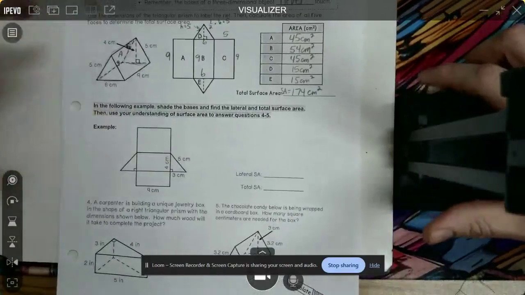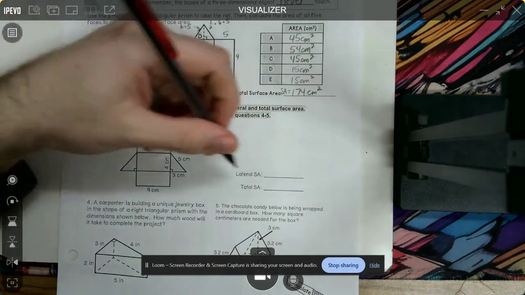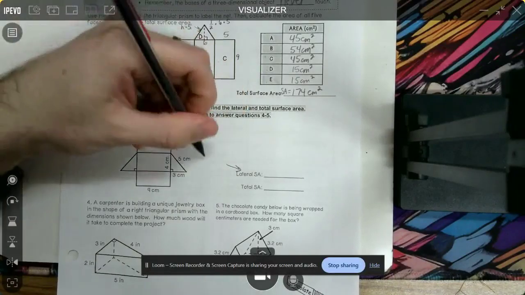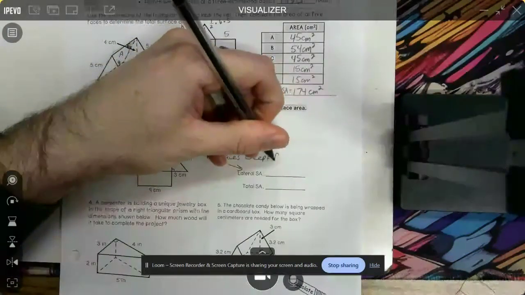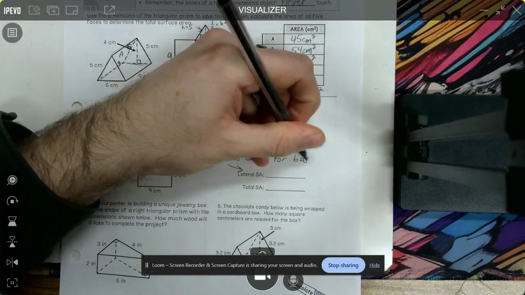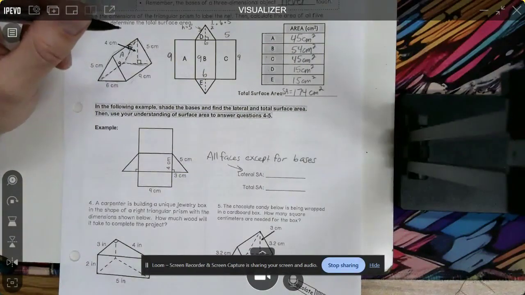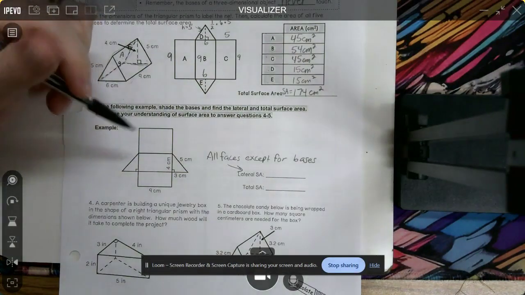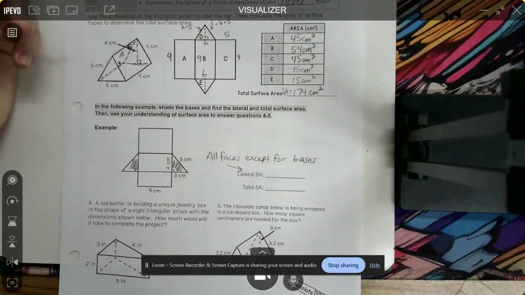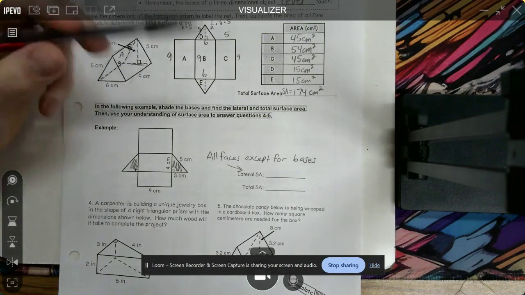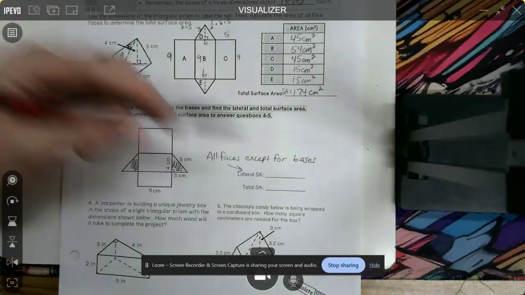All right, next example. In this example, we need to shade the bases and find the lateral and total surface area. Remember, lateral surface area is all faces except for your bases. So we find the area of all the faces except for the bases for the lateral surface area. All right, here we go. So this is a triangular prism. So our bases are the 2 triangles. All right, so we need to find the lateral surface area. So we find the area of all of the shapes except for the bases.